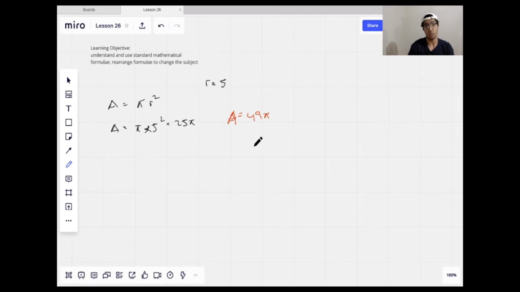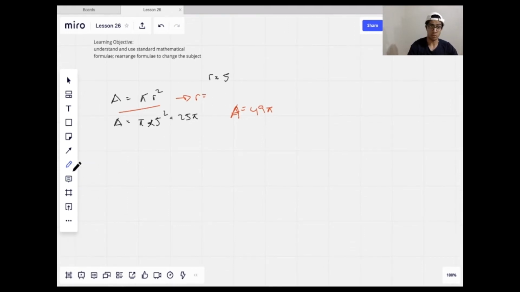For example, you have to rearrange this equation so we have it in the form of r equals something. Let me just talk you through how to do that, and then we'll move on to the worked examples that I have ready. So to rearrange this, what we have to do is basically isolate the r. We have to get the r on its own on the right hand side. So we have to get rid of everything that's associated with r. So we have A equals pi r squared.